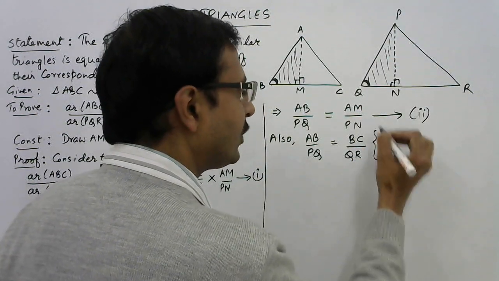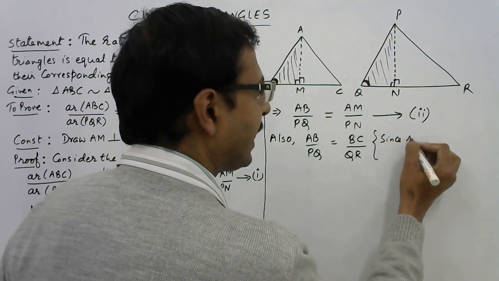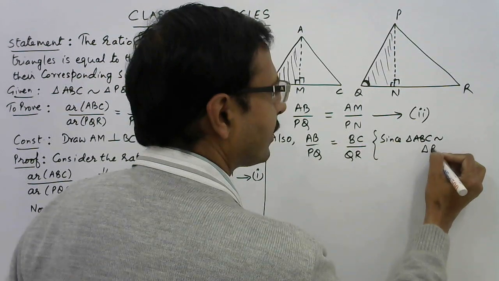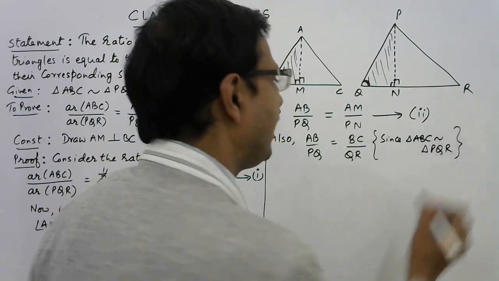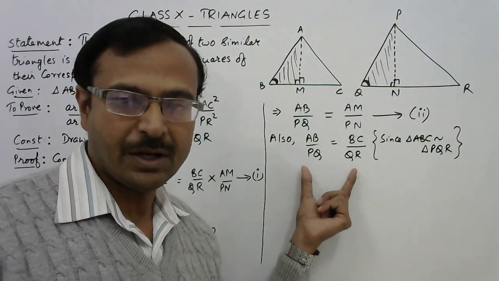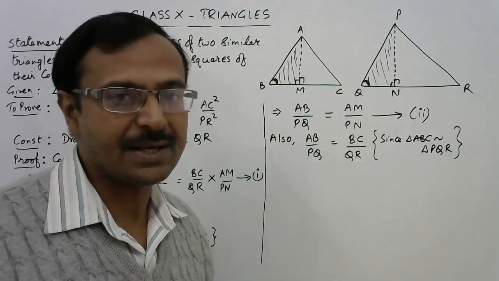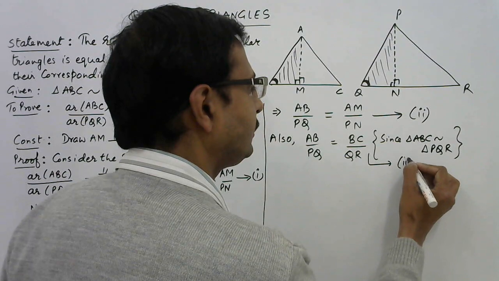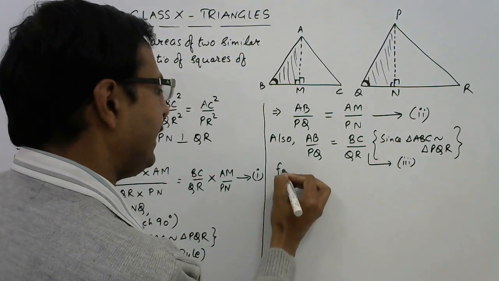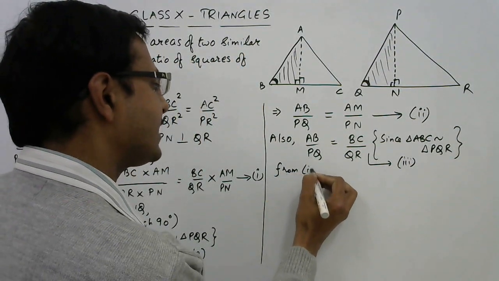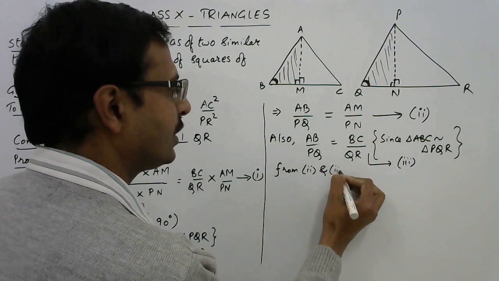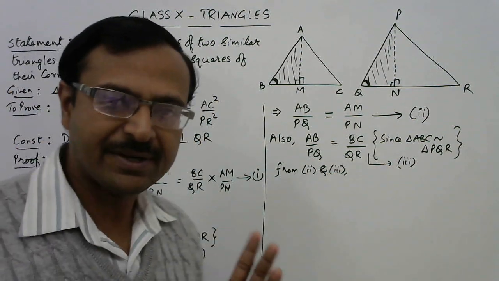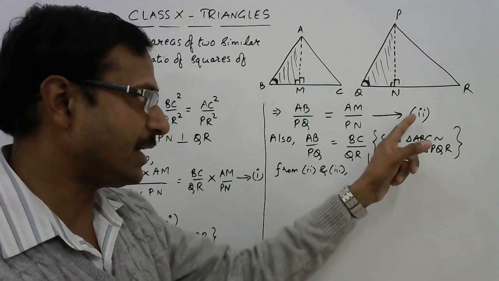Now you have to give reason for that. Since triangle ABC is similar to triangle PQR, that is the reason why we have made the ratio of the corresponding sides of the two triangles as equal. Now this is the third equation. Now from 2 and 3, that is the second equation and the third equation, can you find out or derive a result? Just observe the left hand side of these two equations.